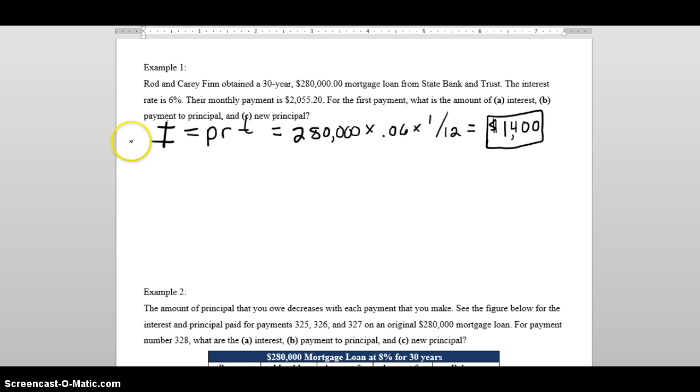For Part B, to find the payment to principal, we're going to take the monthly payment, subtract our interest, and this gives us a payment to principal of $655.20.